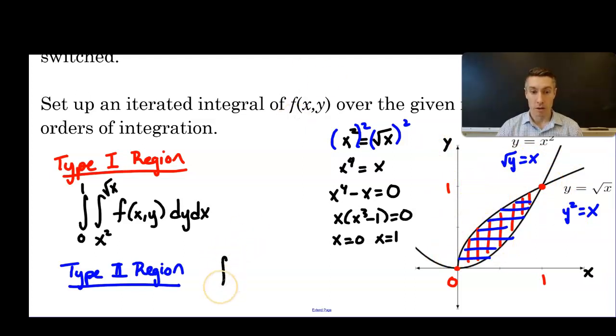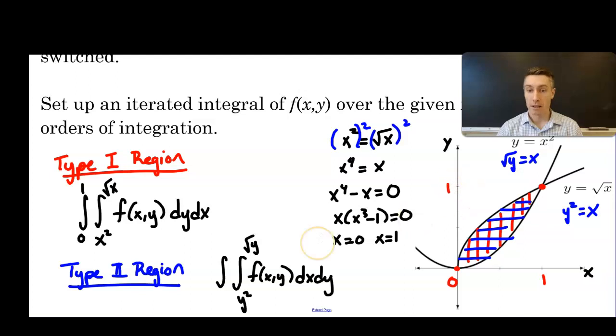So we have the double integral of the function f of x, y. Now we're going dx dy. On the left, we're bound by x equals y squared, so our lower bound is y squared. Then on the right, we're bound by x equals the square root of y, so the square root of y is the upper bound. And on the y-axis, we're going from 0 to 1.